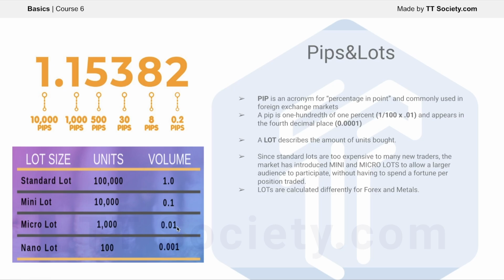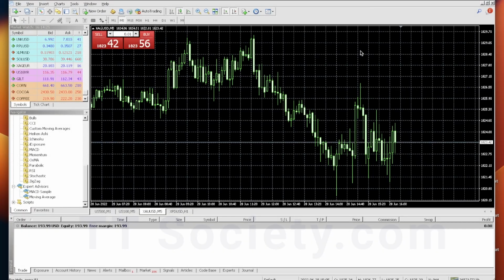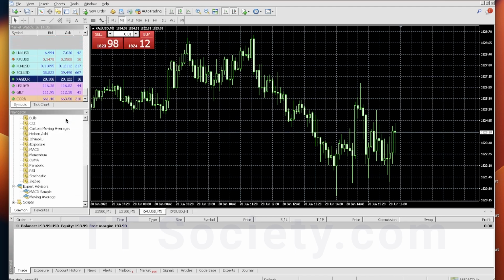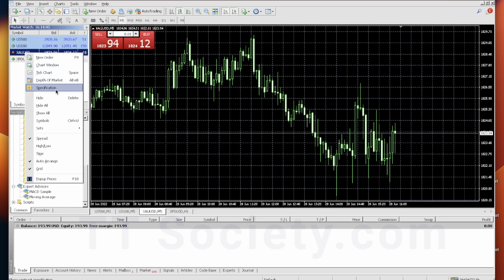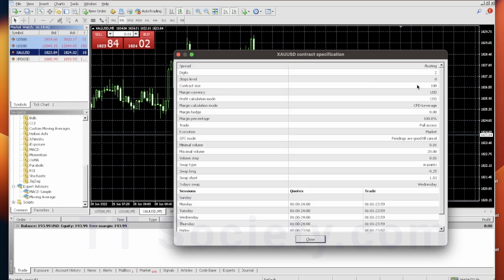And what that actually means, we're going to see in a second. All right, guys, so we are in MetaTrader now, and we are looking at XAU USD gold. We're trading a CFD here, so let me hide all and look at the actual contract. I'm going to go into specifications, and I can see that the margin currency is USD and that the contract size is 100. So what does it mean?